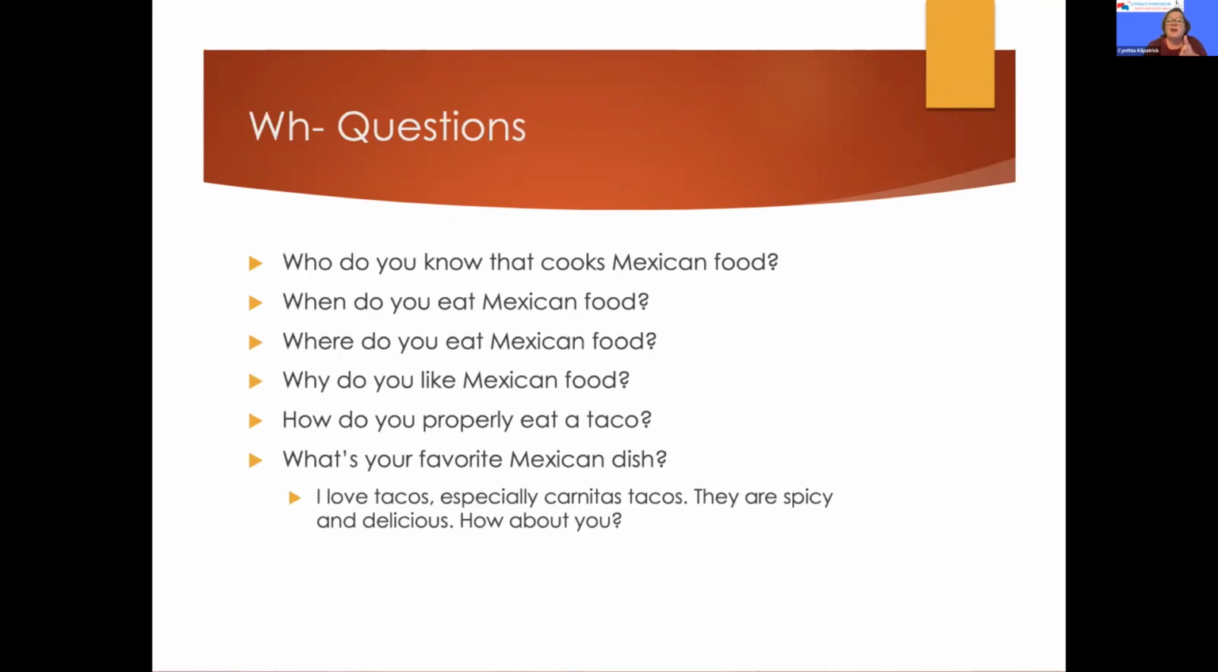So a yes, no question requires a one-word response that is either yes or no. And you may have to ask a follow-up to get more. But when we ask a WH question, by the nature of the question, it requires more than yes or no. So you might say something like, who do you know that cooks Mexican food? Or when do you eat Mexican food? Or where do you eat Mexican food? Or why do you like Mexican food? Or how do you properly eat a taco? Do I eat that with a knife and fork? The answer is no. Okay.